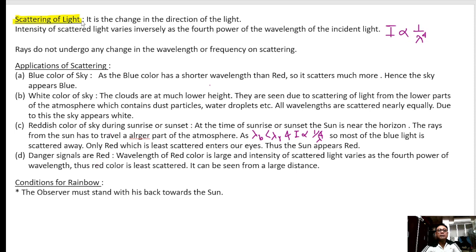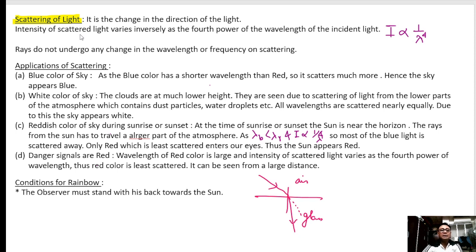Okay, so now let's move on to another part, which is called the scattering of light. You just have to know this, that's it. Not very many questions come from here, but still it is the change in the direction of light. As you know, when a ray comes from air and passes into another medium, suppose glass, it will change its direction. So that is called the scattering of light.